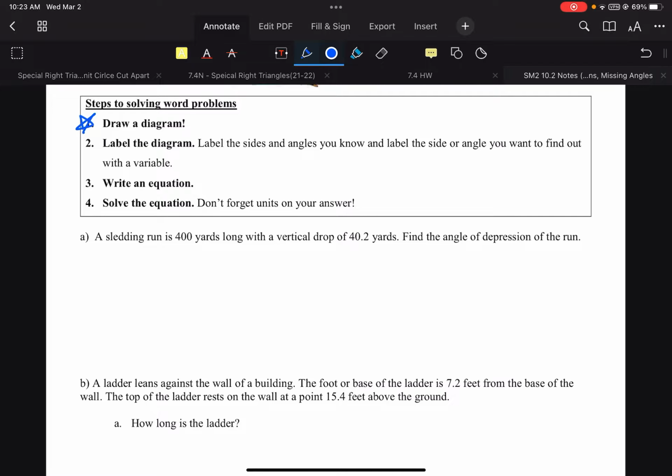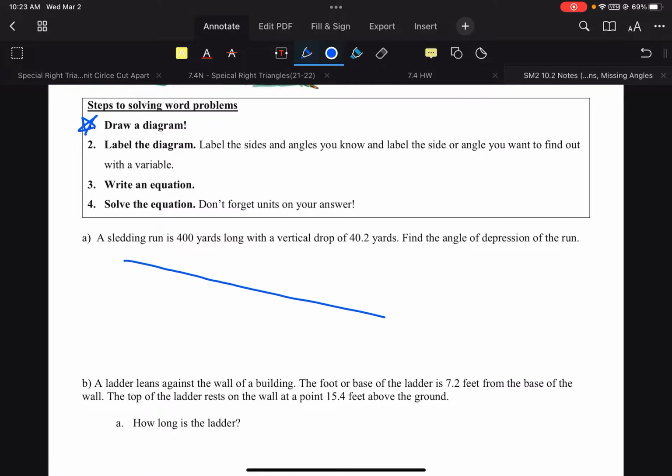So let's go ahead and draw that. Sledding runs, that means that you're going downhill on a sled. So there's my downhill. And it's 400 yards long. So if you were to get on that sled, you would go 400 yards. And the vertical drop is 40.2 yards. So if you were to think about connecting where you started and then down to where you stopped, you had a vertical drop of 40.2 yards. And then what I want to find is the angle of depression.